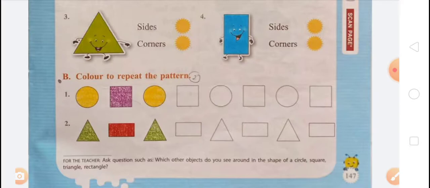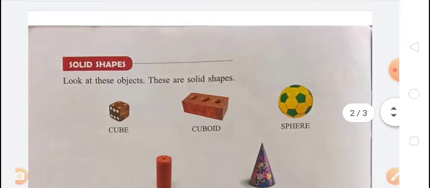In the second, there are 2 shapes in a pattern: triangle, rectangle, triangle, rectangle, triangle, rectangle, and triangle, rectangle. So we have to color all the triangles green and all the rectangles red. Listen carefully: all the triangles you have to color green, and all the rectangles you have to color red. Come on, next topic, that is solid shapes.